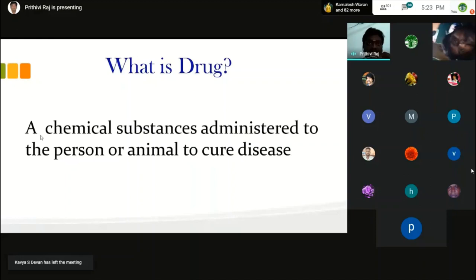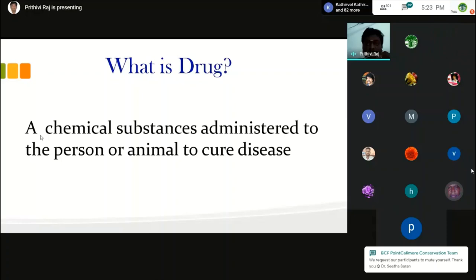So a drug is not only harmful for human beings, it is also used to cure pandemic diseases.